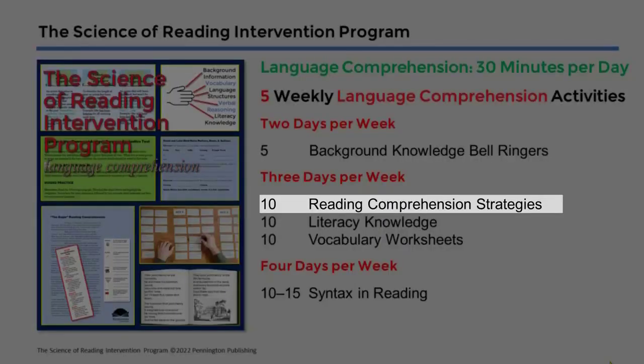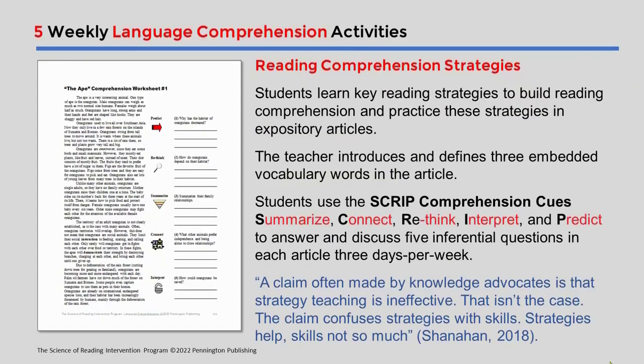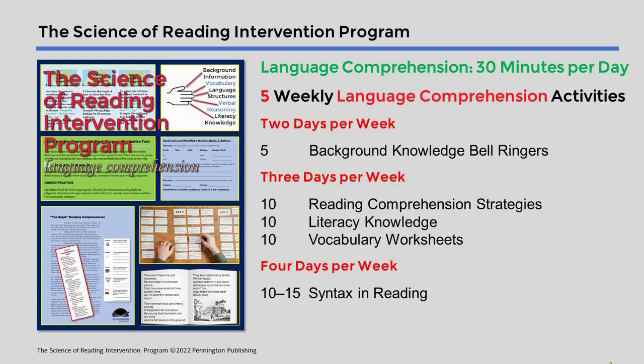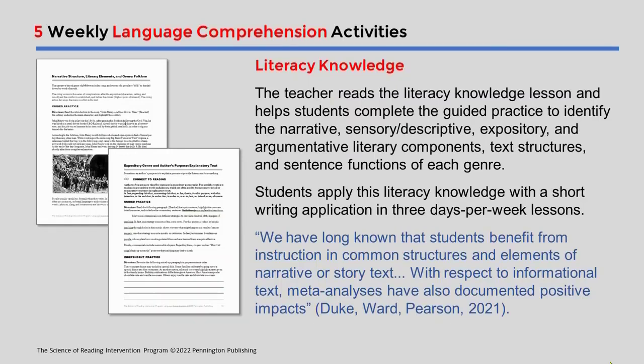The reading comprehension strategy lessons are designed to help students understand what they read in complex text. Students practice these strategies in expository articles with vocabulary and inferential comprehension questions. The literacy knowledge lessons include short texts from a wide variety of literary genre. Students learn the key features of each genre, the author's purpose, text structure, literary elements, and sentence functions. Students complete a short writing application for each lesson.